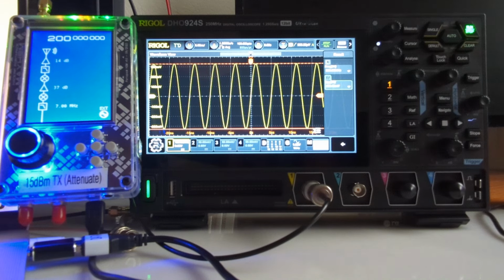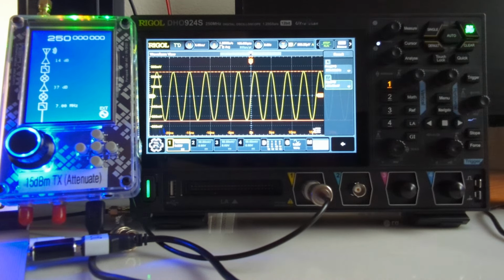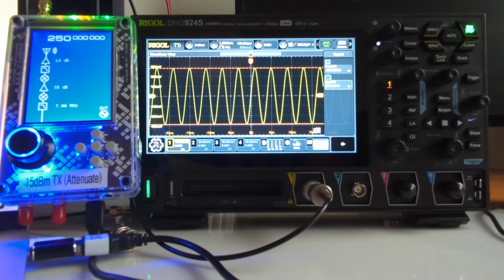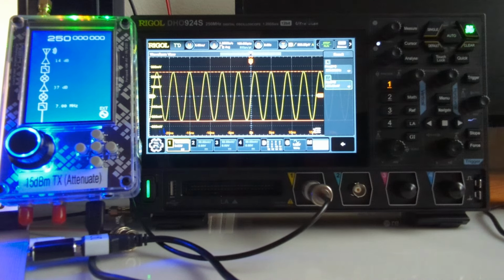Now we're going to go to the 250 megahertz. Gain level needs to be 37.4 in GNU Radio Companion, so I'll bump that to 37.4. And our peak to peak is still 490, so we're still well above the 396. So our bandwidth is higher than 250.